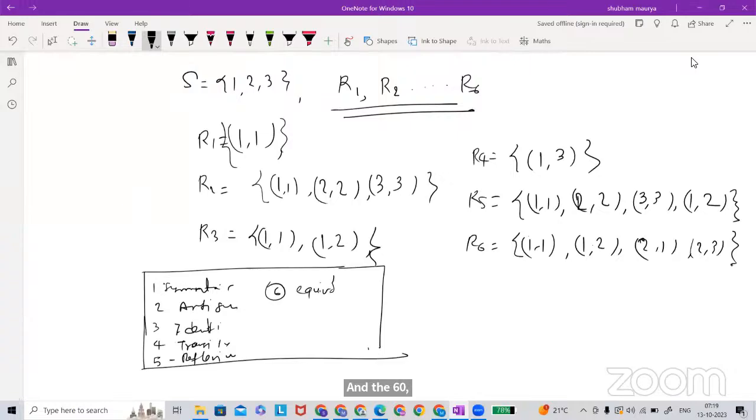I have doubt in antisymmetric, identity, and equivalence. Can you tell me what is the antisymmetric relation? Antisymmetric means it's the opposite of symmetric relation. Symmetric relation means, let's say I have 1, 1.